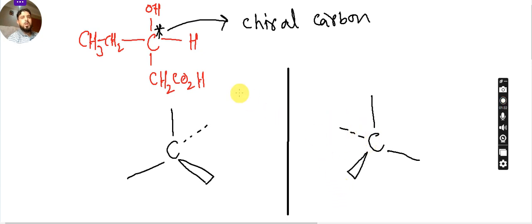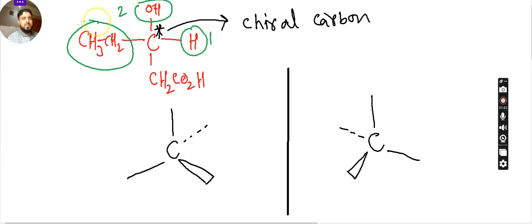Understood? Now it's your choice. I'm trying to number the groups so I can discuss easily. This is number one group, this is number two group, this is number three group, and this is number four group. So it's up to you. If the examiner asks us to draw this, the groups I choose from my mind. It's your first choice.